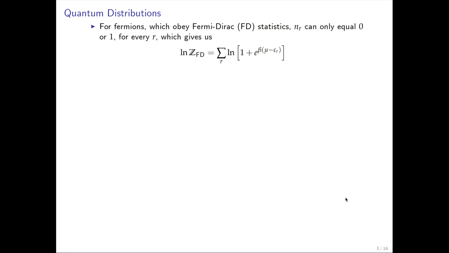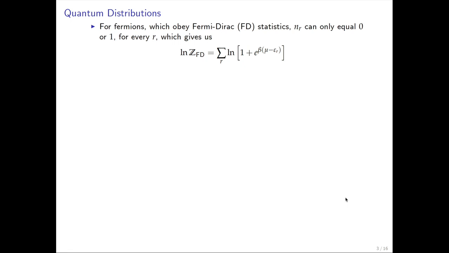Okay, well, let's start with fermions. So fermions obey, of course, Fermi-Dirac statistics. And so this occupation number of state r, n sub r, can only equal 0 or 1 for every r. Now at this point I should say we're going to ignore spin for the moment. So that's why we can only have 0 or 1 particle in every state. It's very easy to put that in down the road a bit.